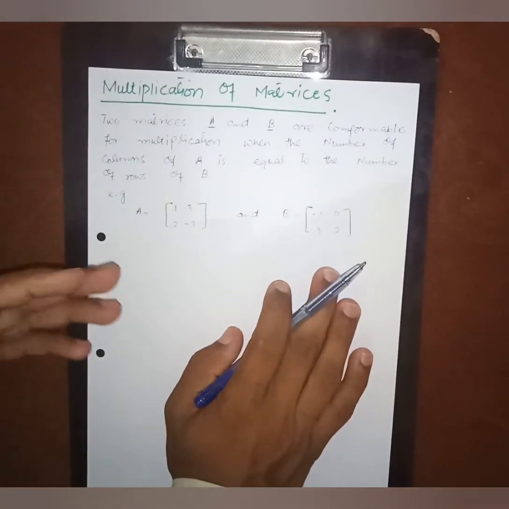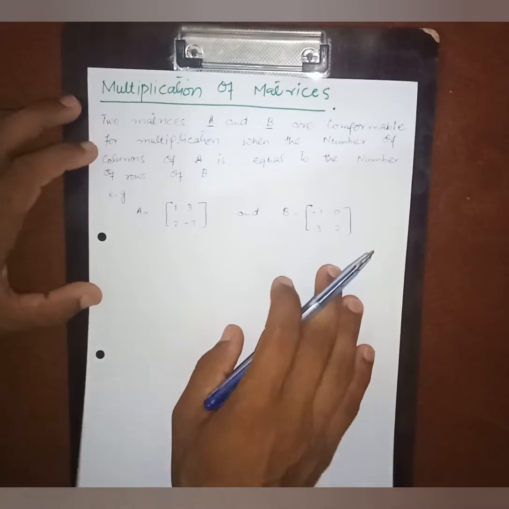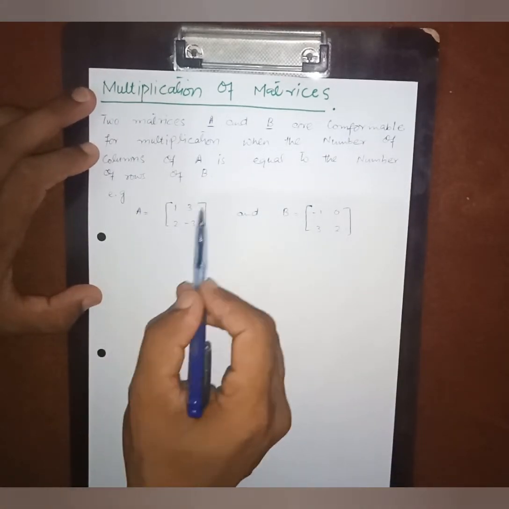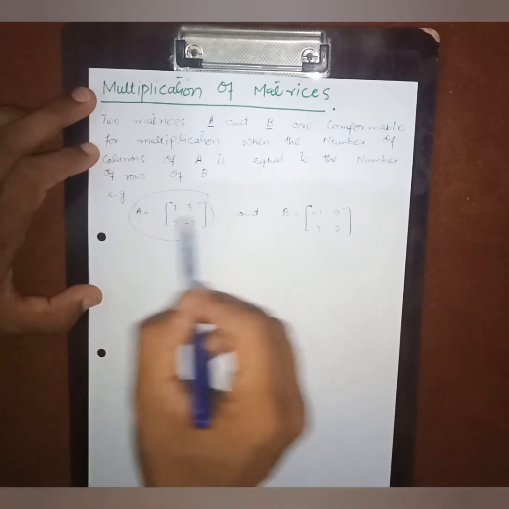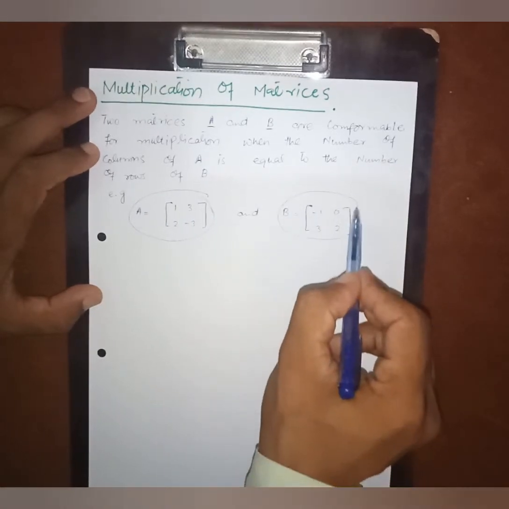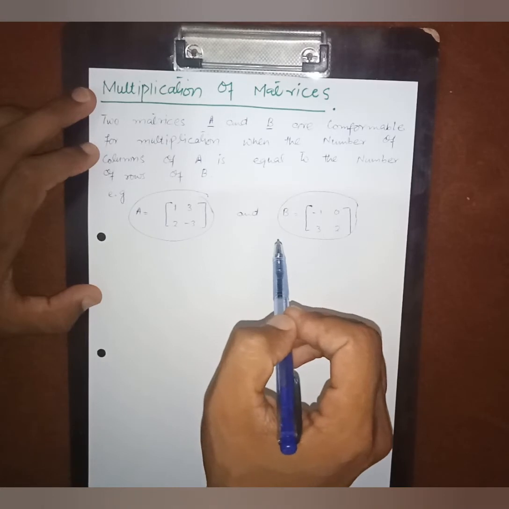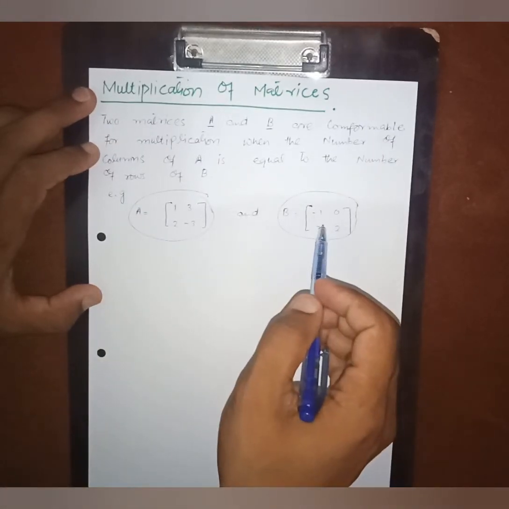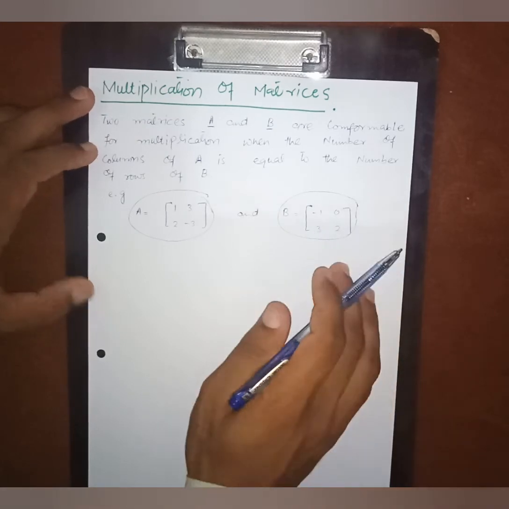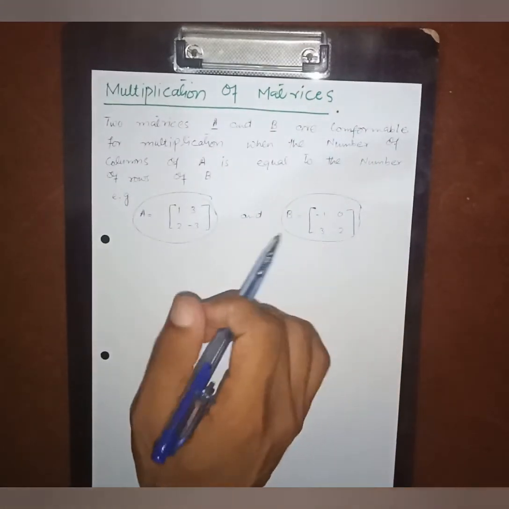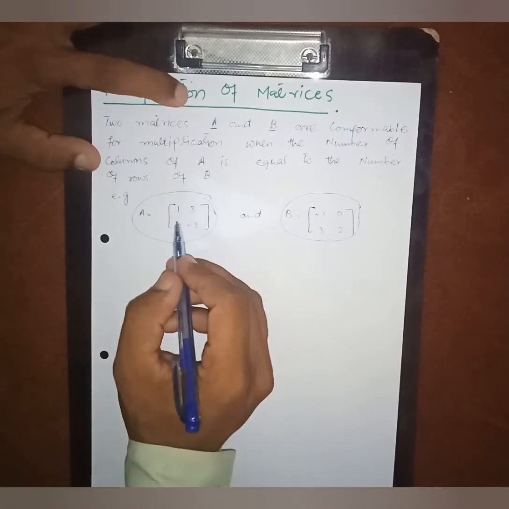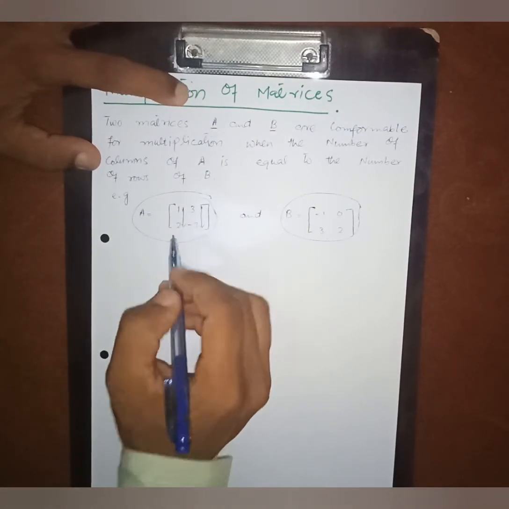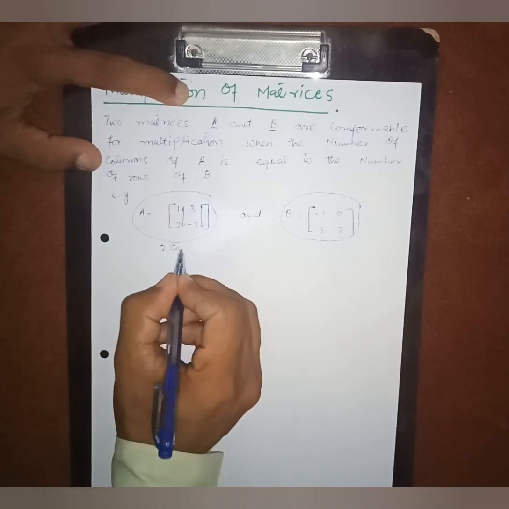Before multiplying these two matrices, first of all we have to see whether the number of columns of this matrix is equal to the number of rows of this matrix or not. If the number of columns of matrix A is equal to the number of rows of matrix B, then we can easily multiply these two matrices. So let's see: one column, two columns. Matrix A contains two columns.